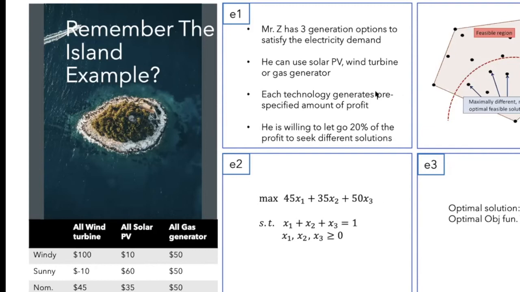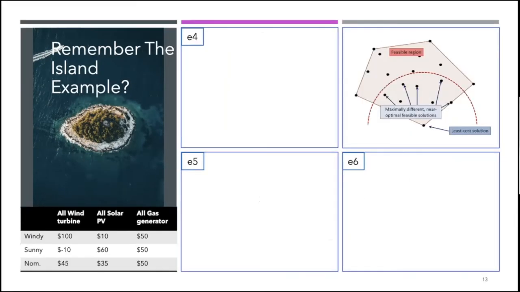Here we are talking about profit. So we want to model it as Mr. Z is willing to let go of 20% of his profit to seek maximally different solutions. So we will first formulate the problem for just the basic MGA formulation. So again, anybody wants to take a guess about what the formulation would be? Maximize the difference between the new solution and the previous solution. And this here is in terms of cost, but we want to think of it in terms of profit.